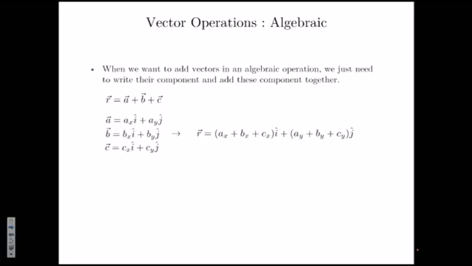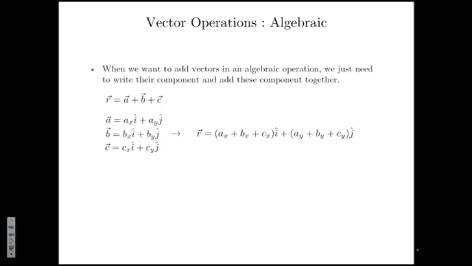Okay, how do we add vectors algebraically? Not difficult. All we have to do is write each of these vectors in their component form, right? So we have, let's say, vector A written as a_x i hat plus a_y j hat, B as this, C as this. So we have x and y components of each vector. And if you want to add them together, you would take the i hat common, you would add all the x components, and you will add all the y components, and you'll get your final answer as that.